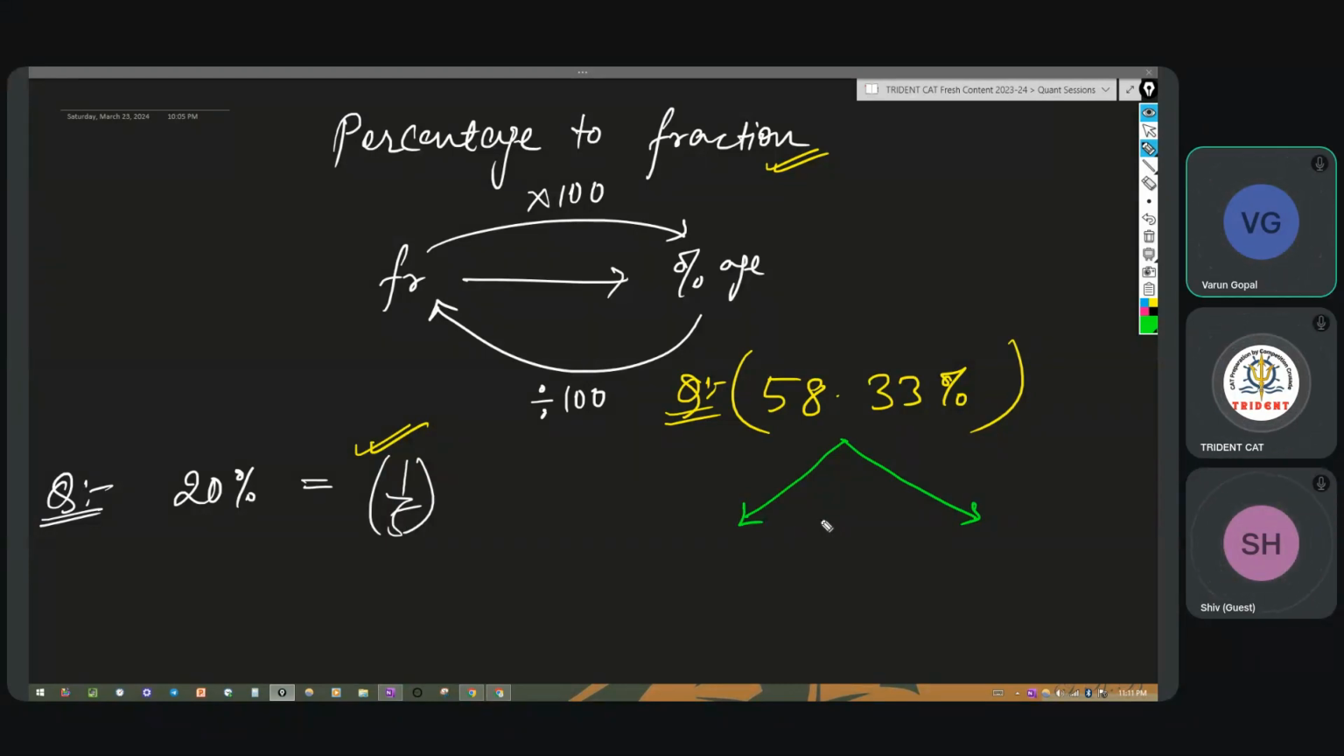1.6. Is that 50 minus 1.667? I need the final answer, Varun, because hint and all I have given you. Wait, let me see. Shiv, is the hint okay? Yes, sir, it's okay. I'm trying to find it. Okay, cool. I'll just keep quiet for some time.